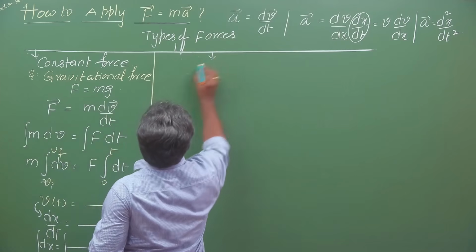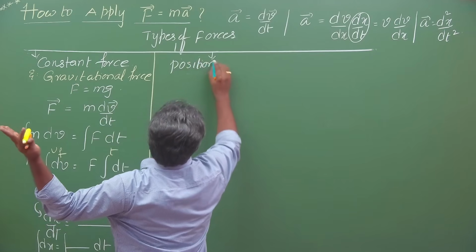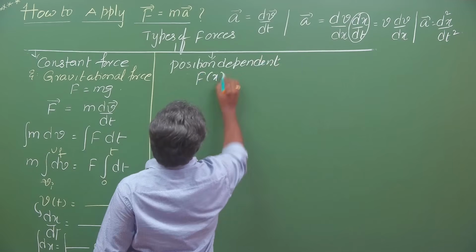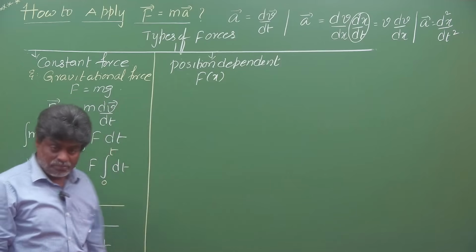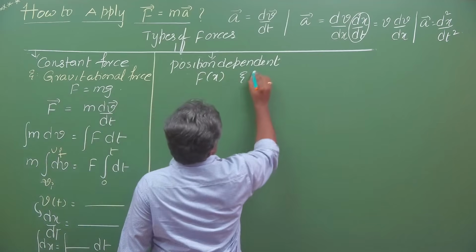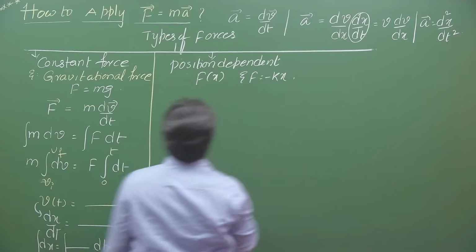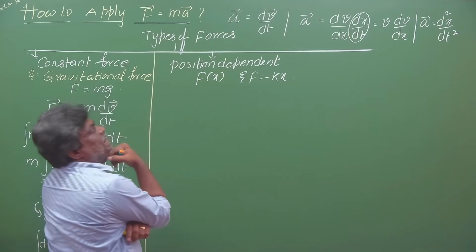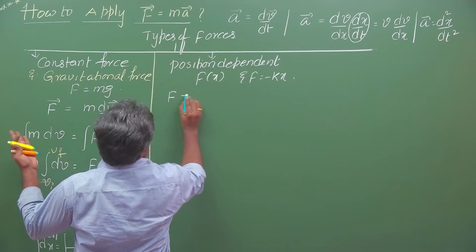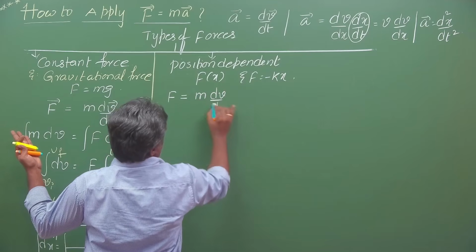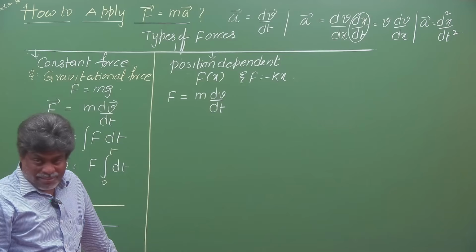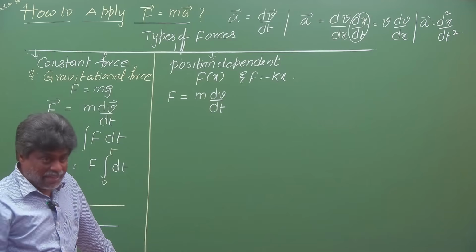Next one, second one: position dependent. Means your force is position dependent, that means F of x. Example: central force, minus kx, elastic force. Example, F equal to minus kx. If it is position dependent, how to handle? Are you ready? Yes, sir. Right. Now how to handle this? Again the same, F equal to m dV by dt. But unfortunately, our force is not constant and not time dependent.